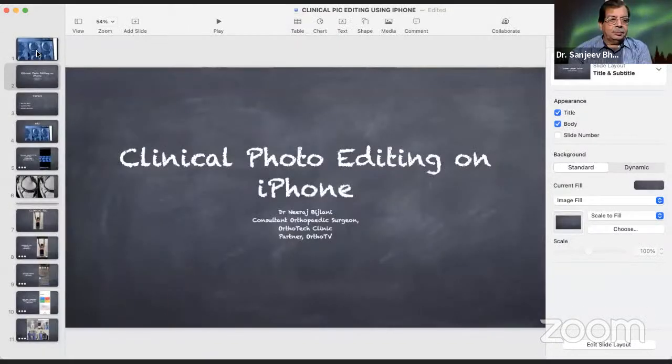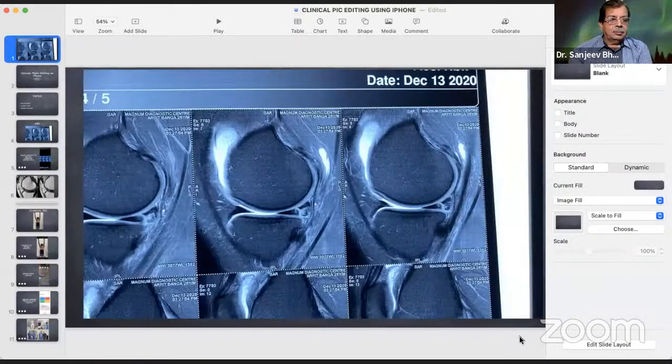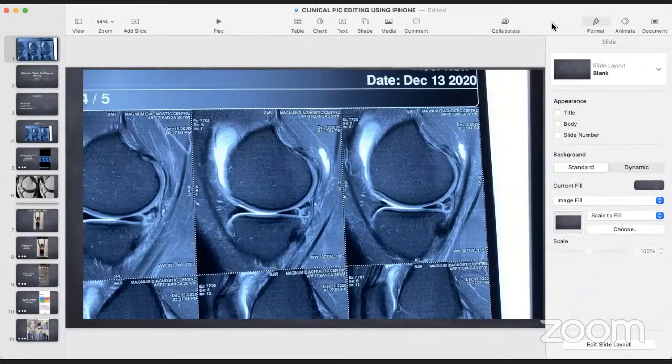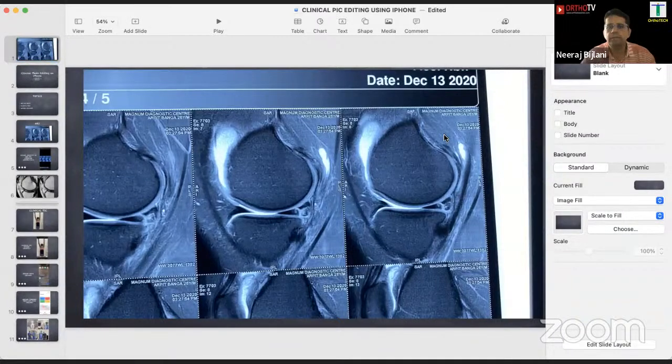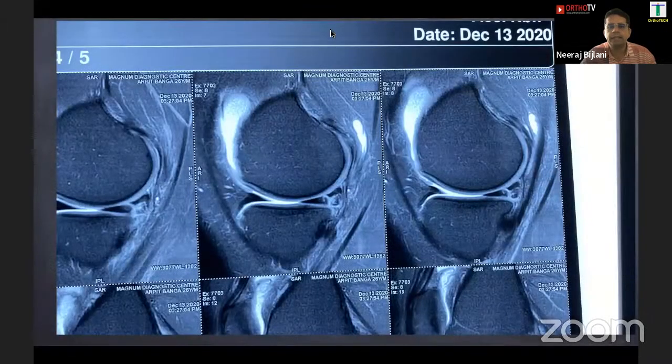Okay. If there are no more questions, I will start my presentation. Can you see my screen? Just let me know if you can see my screen. Yes, we can see.